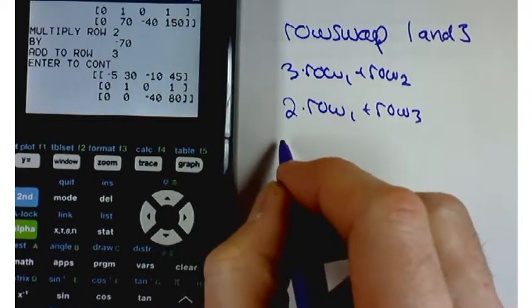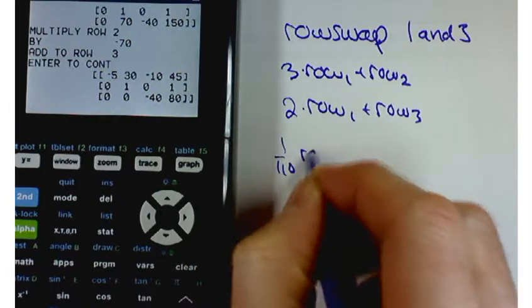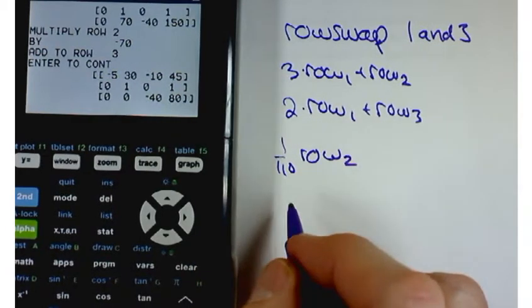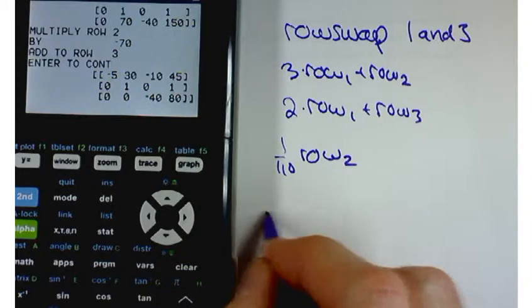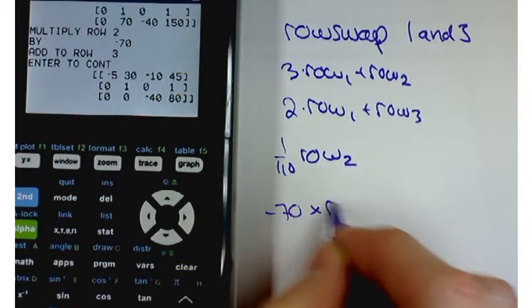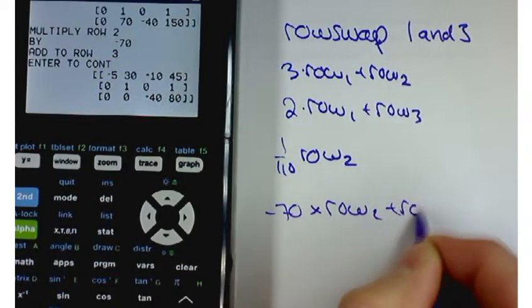Let's keep track of that. So that's 1 over 110 times row 2. And then underneath that, we should write -70 times row 2 added to row 3.